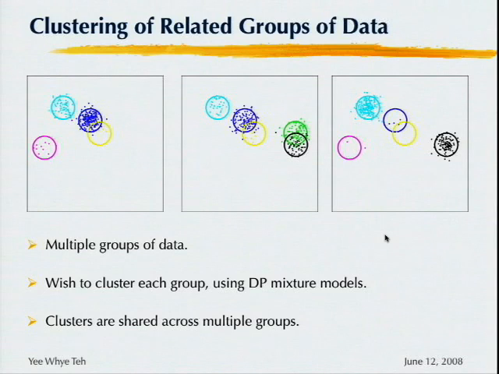Basically we have multiple groups of data. We want to cluster each group using a Dirichlet process mixture model, because we also want the model to discover for us the number of clusters that's exhibited in each group. But at the same time, we want our clusters to be shared across these multiple groups of data.